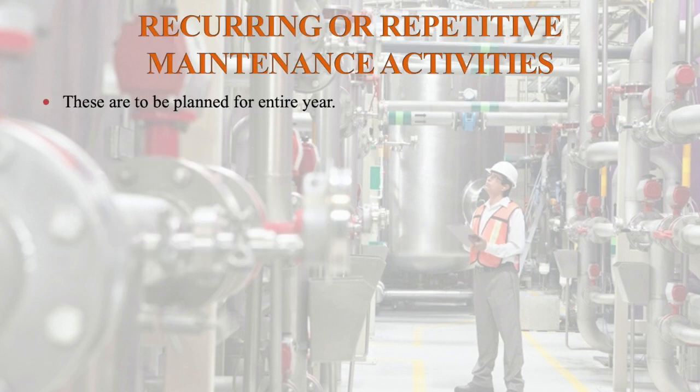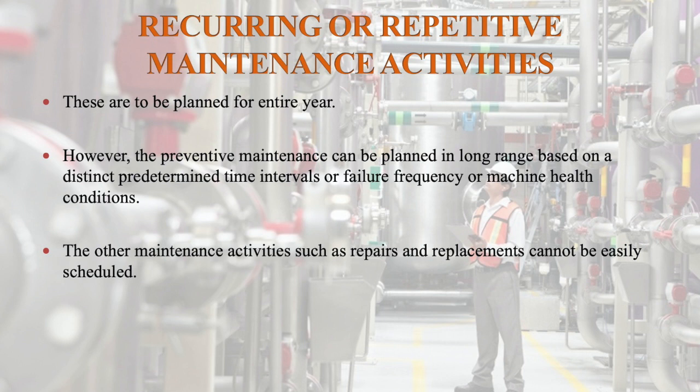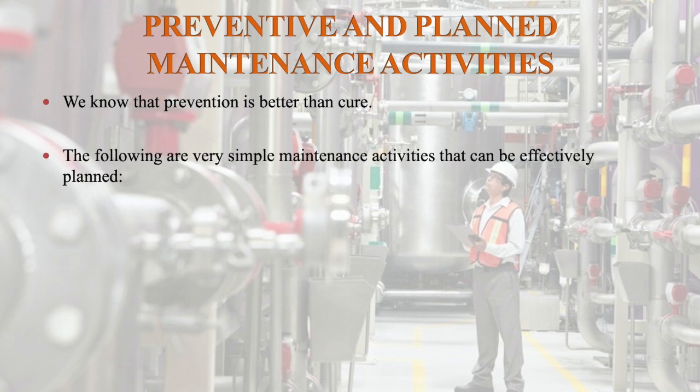Recurring or repetitive maintenance activities are to be planned for the entire year. However, preventive maintenance can be planned long range, based on distinct predetermined time intervals, failure frequency, or machine health conditions. The other maintenance activities, such as repairs and replacement, cannot be easily scheduled. Preventive and planned maintenance activities: we know that prevention is better than cure. The following are very simple maintenance activities that can be effectively planned: lubrication, inspection and overhauls.